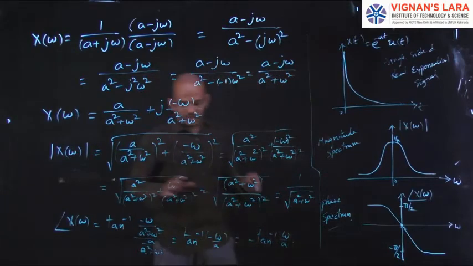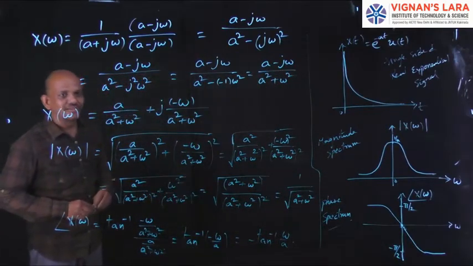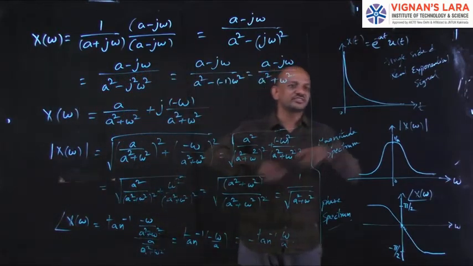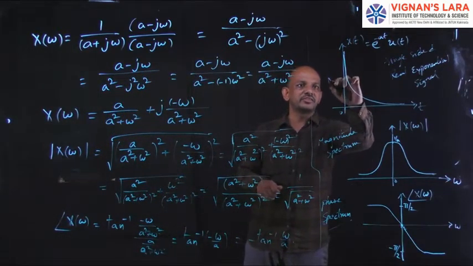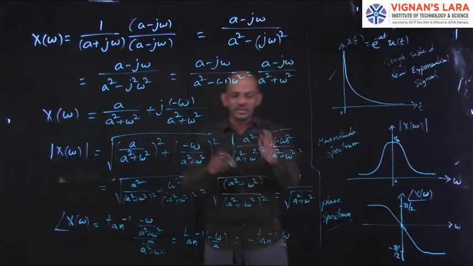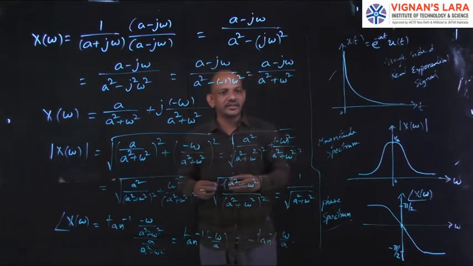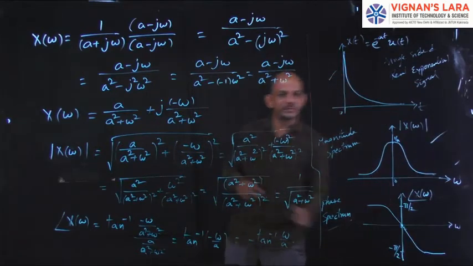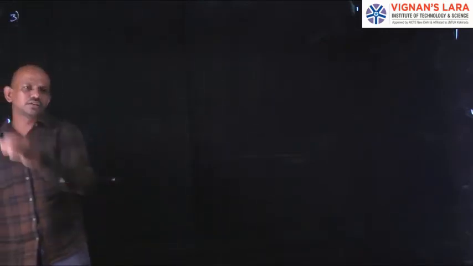In the second example, I had taken the function as a single-sided real exponential function. The shape of this function will be like this. For this, first I found the Fourier transform, and then I found the magnitude spectrum and phase spectrum, and drew them. This is the second one. Now I will go for the third function, that is a double-sided real exponential function.